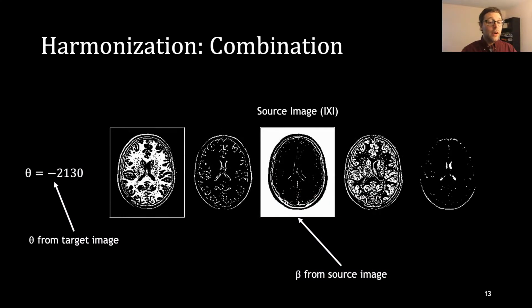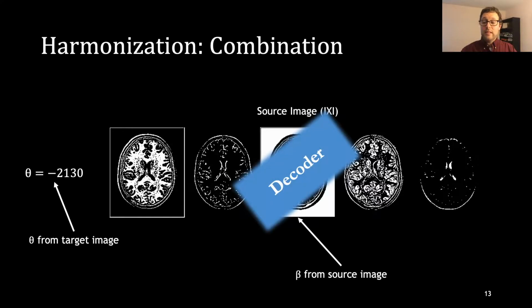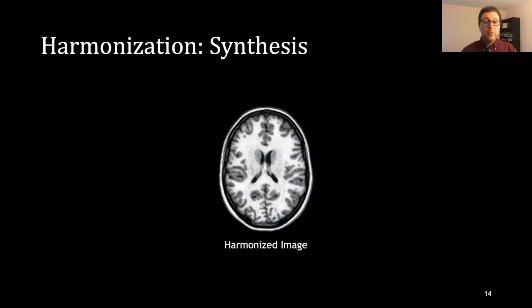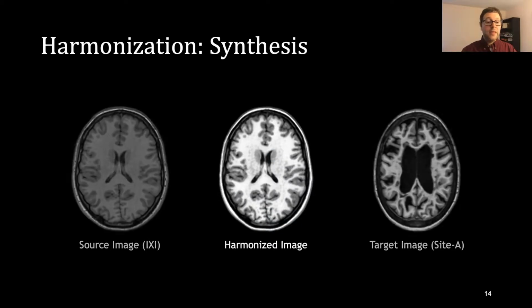We will just require the theta from the target image, which again, remember, represents our contrast, and a beta from a source image, which represents our anatomy. This can be fed into the decoder to produce the harmonized image, which we can see represents the anatomy of the source image while having the contrast features of the target image. This is the intended result of harmonization.